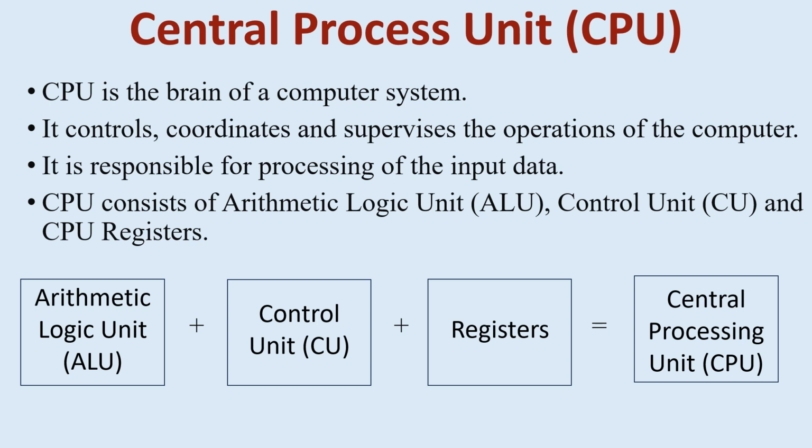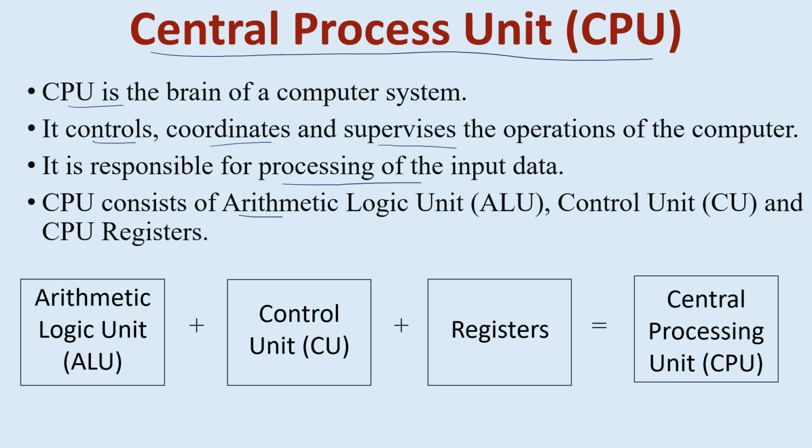Then comes the central processing unit, means CPU. So CPU is the brain of a computer system. It controls, coordinates and supervises the operation of a computer. So the CPU is the main component which controls, coordinates and supervises the operation of a computer. It is responsible for processing of input data. Whatever data is provided to the computer system, the CPU is the one which is responsible for processing all that input data provided by the user.